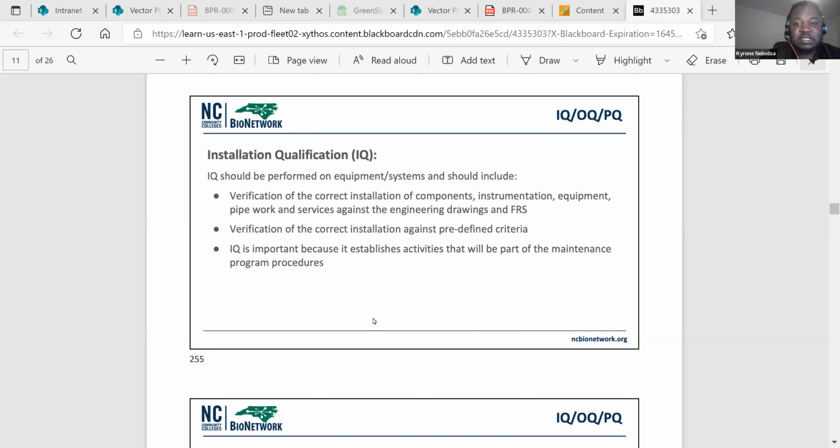IQ is important because it establishes activities that will be part of the maintenance program procedures. So with IQ, you're pretty much verifying that things were installed correctly against your URS, your FRS, or your drawings. So this is part of the qualification process.